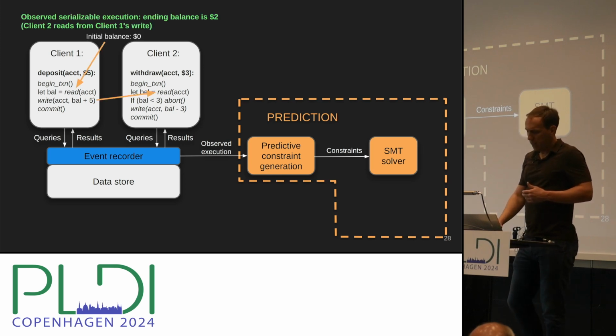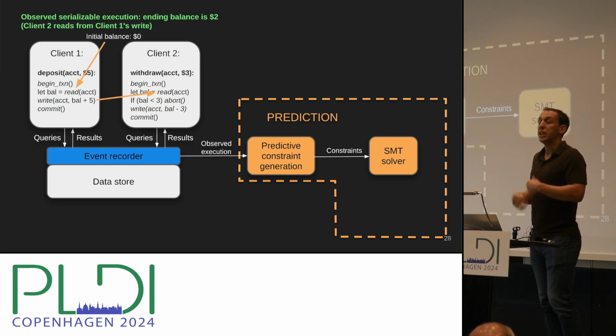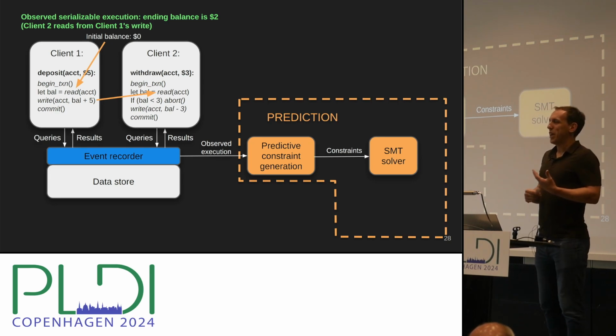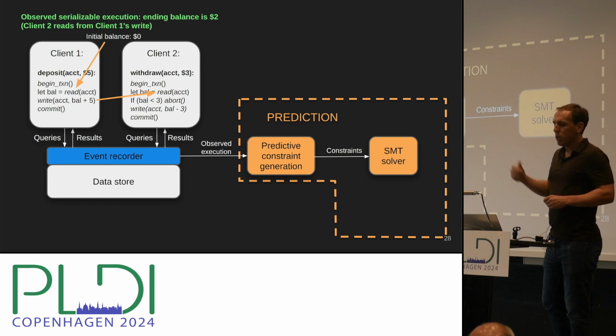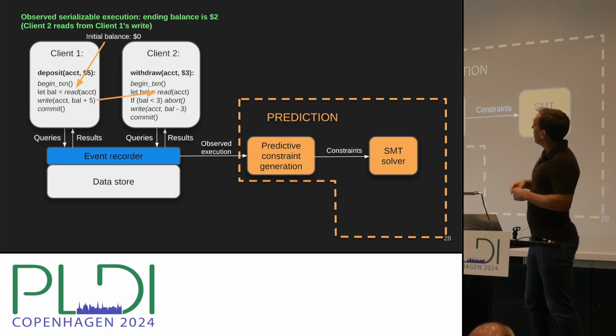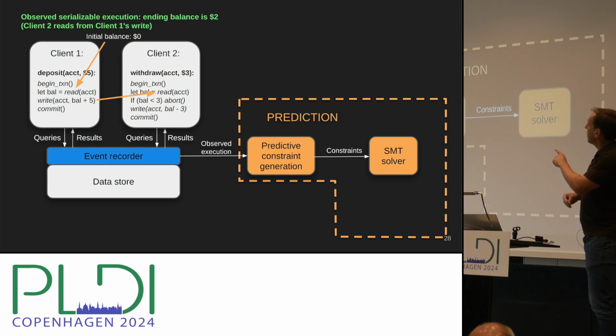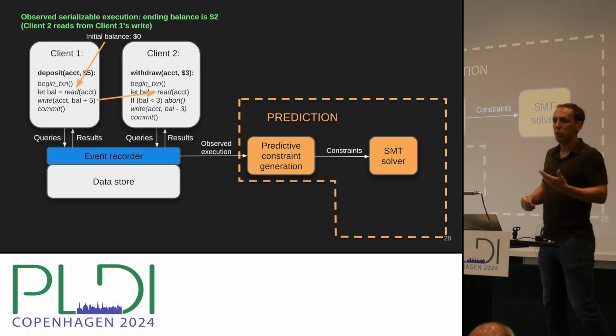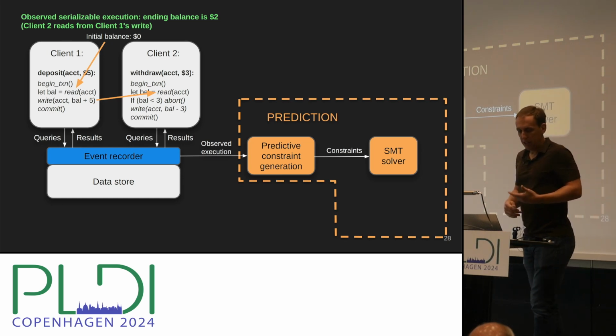So suppose we get a serializable execution when we actually observe it. And here, client 1 appears to go first. And then client 2, when it does the read from client 1's write, it sees that the balance is $5, and so it doesn't abort. It goes ahead and writes the updated balance of 2.